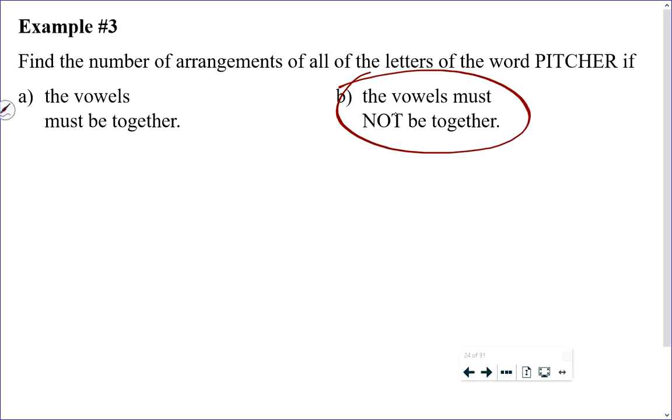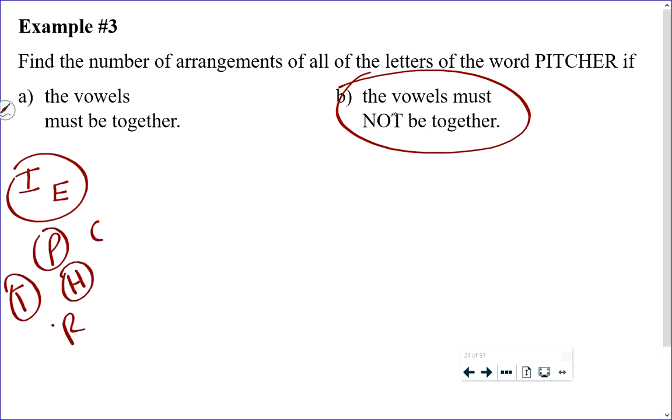The vowels must be together. These are the 2 vowels, and then we have a P, a C, an H, a T, and an R, I think. I better double check that. P, I, T. Yeah, that's right. So I'm arranging 1, 2, 3, 4, 5, 6 items, kind of in a very general sense, and I'm arranging those 2 vowels. Whatever that number is, and I believe it's going to be 1,440. Thank you. That's how many arrangements have the vowels together.